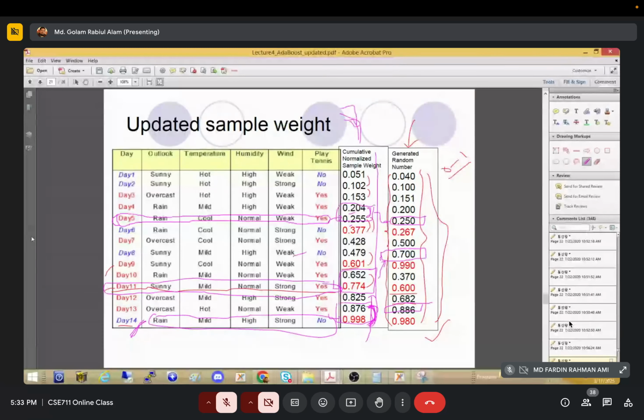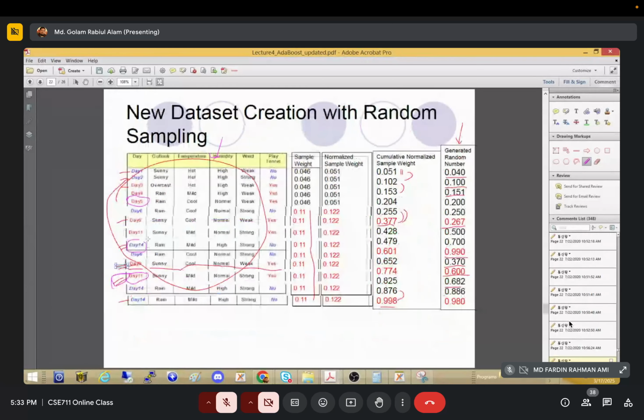Like in this case, you can see day 14 is copied here, here, and here. It means that day 14 instance appeared multiple times. Similarly, some other instances can also appear multiple times, like day 11 multiple times. Here is also day 11. Day 9 also, here is day 9. Some of the instances are copied multiple times.